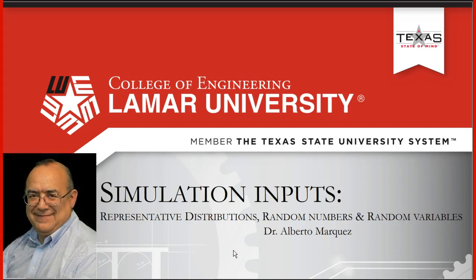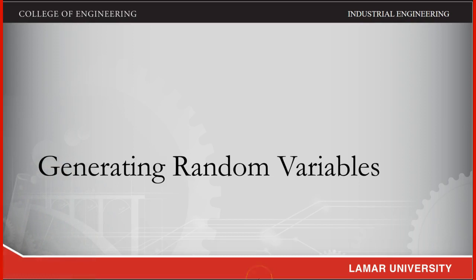Everybody, this is Alberto Marquez, and this video is number 4 on simulation inputs. We are going to discuss how to transform uniform random numbers into different random variables with the desired probability distributions as we wish. The generation of random variables is important because we want to be able to represent reality in our system, based on the experience of what's happening in reality.